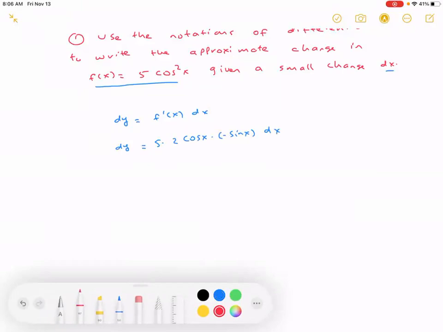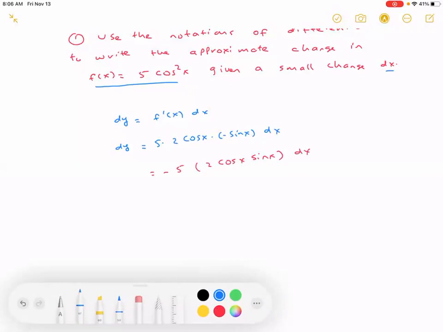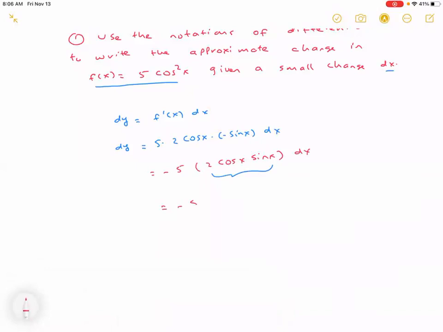You are students of calculus. So what you can do here is, we have negative 5, what is left there? 2 cosine x sine x dx. Do you know what this is? 2 cosine x sine x is sine 2x, isn't it? So these are the things you should know. Okay, so that is what we were doing yesterday.